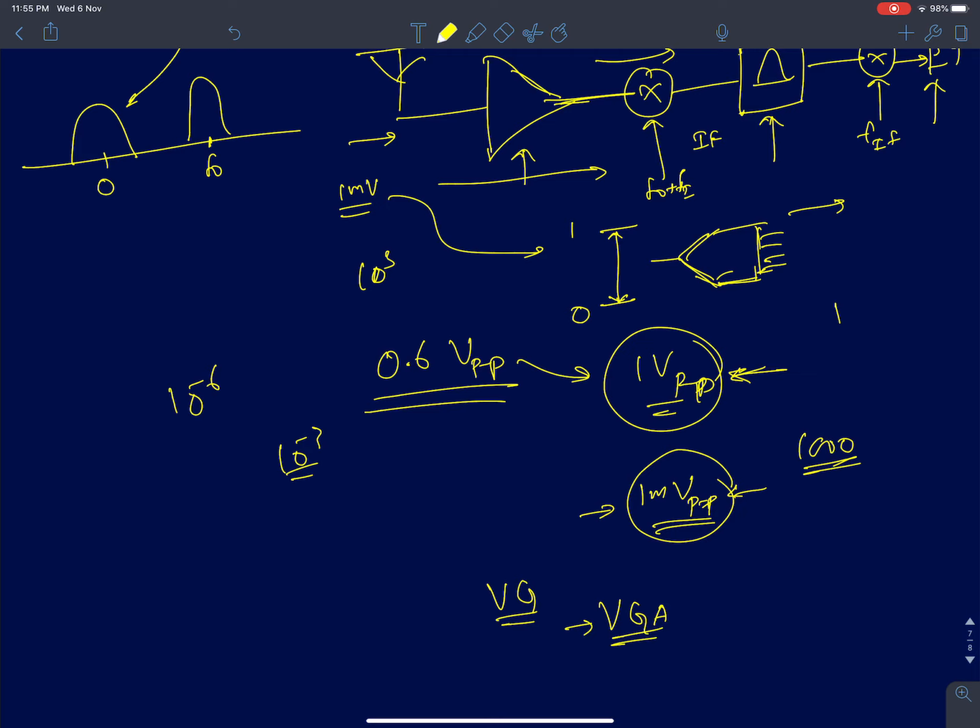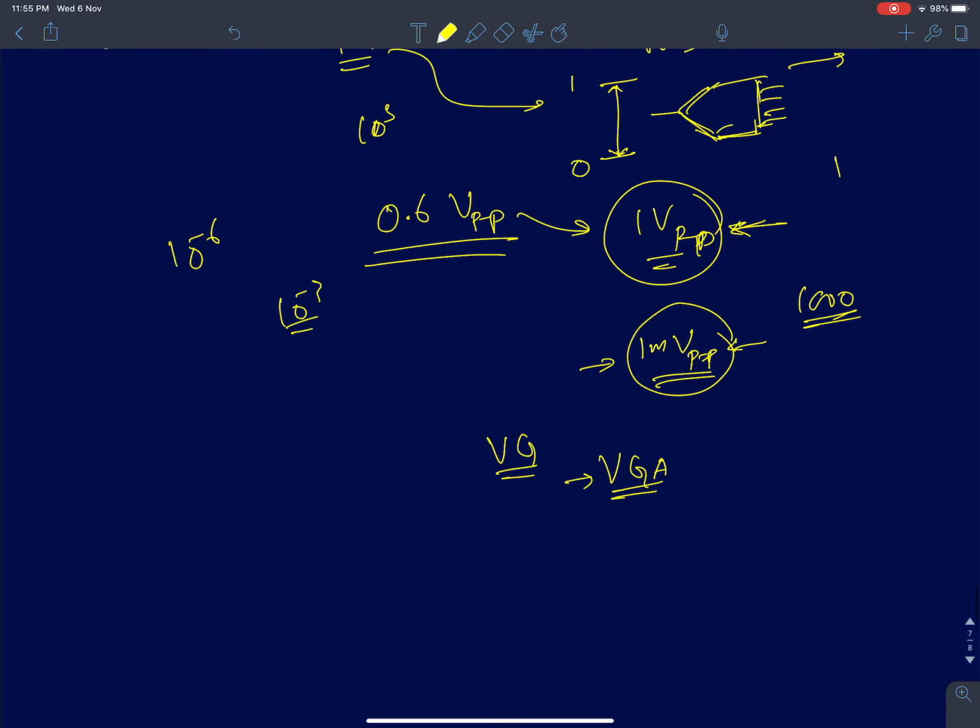So that's also a part of a receiver. Normally receivers also contain a block called a variable gain amplifier, which will vary the gain depending on the signal power that you receive. If you receive a very low signal power level, you will have a very huge gain. If you receive a very high signal power level, you will reduce your gain. So this operation performed by the receiver is called variable gain amplification.